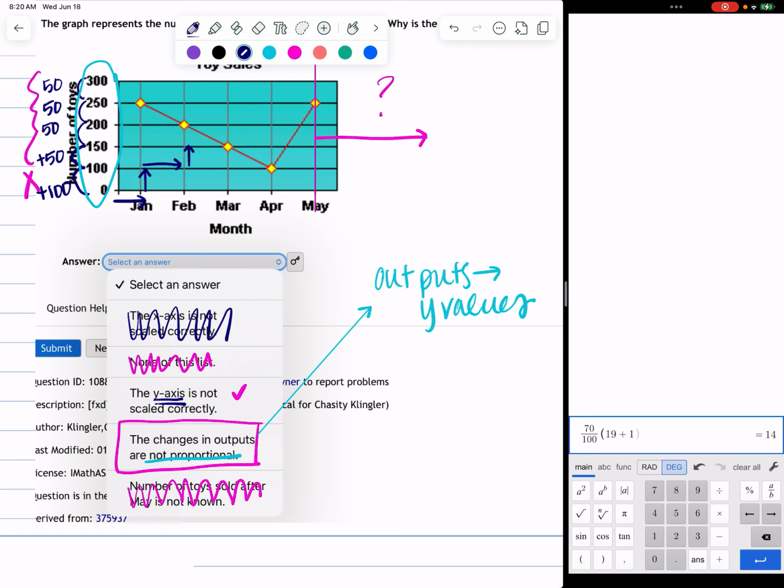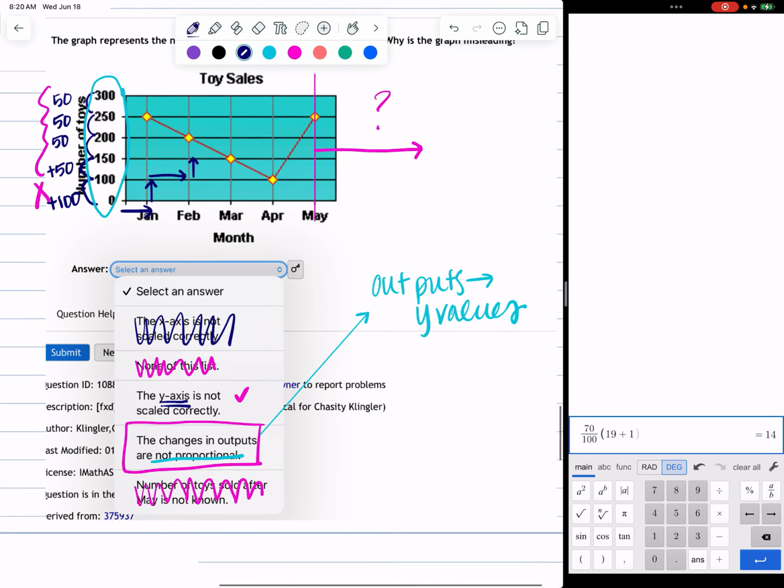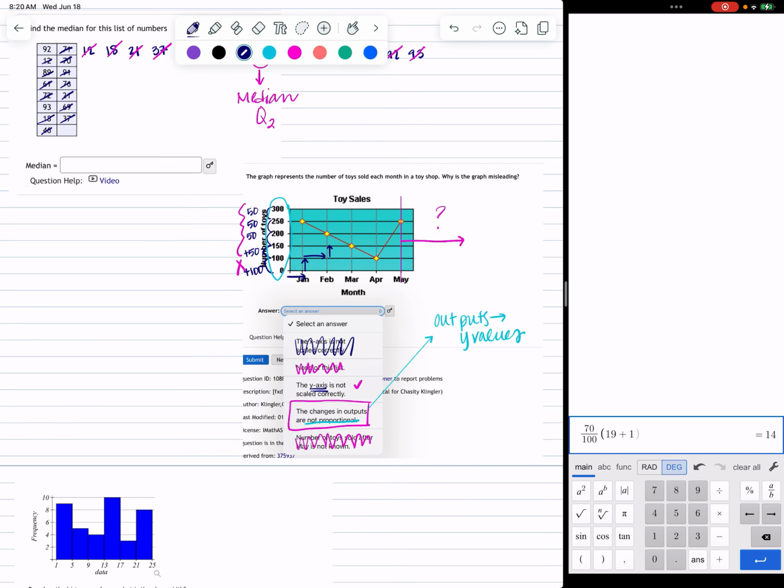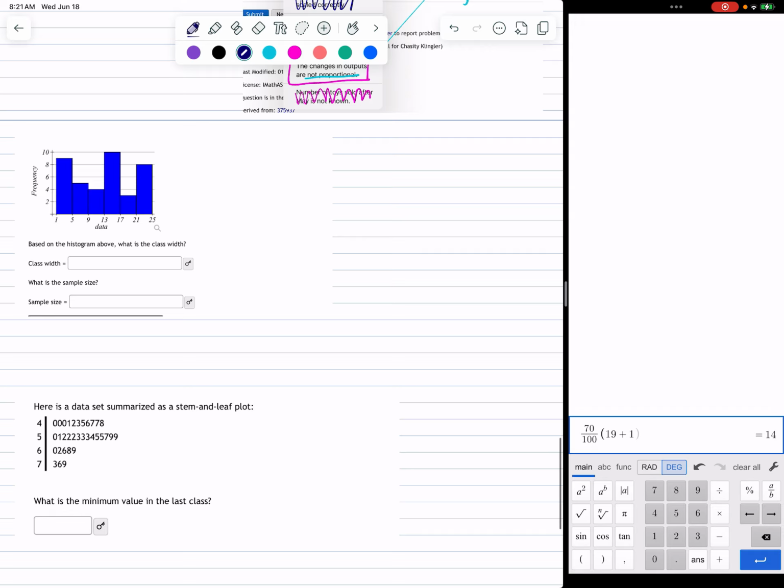So if you picked the changes in outputs are not proportional, I did give you credit for it, and that's the reasoning why. The official correct answer was the y-axis is not scaled correctly. If you picked the proportional one, I could see where that maybe came into play. If you got lucky because you picked that one, don't tell anybody. I'm just kidding. I don't care who you tell.